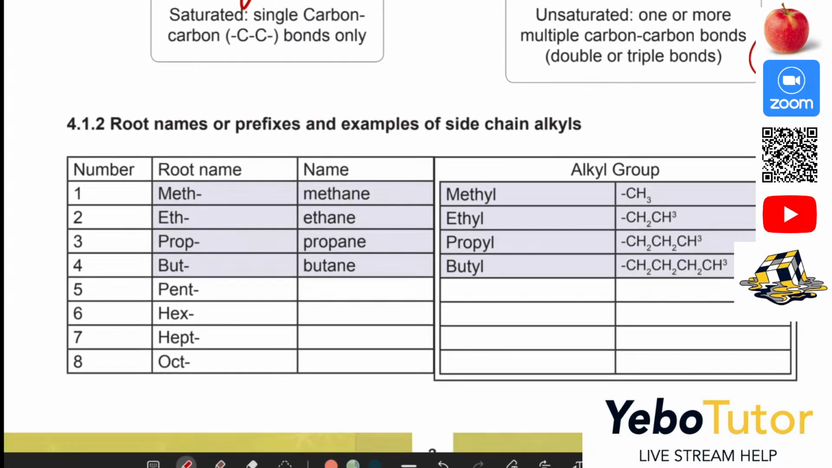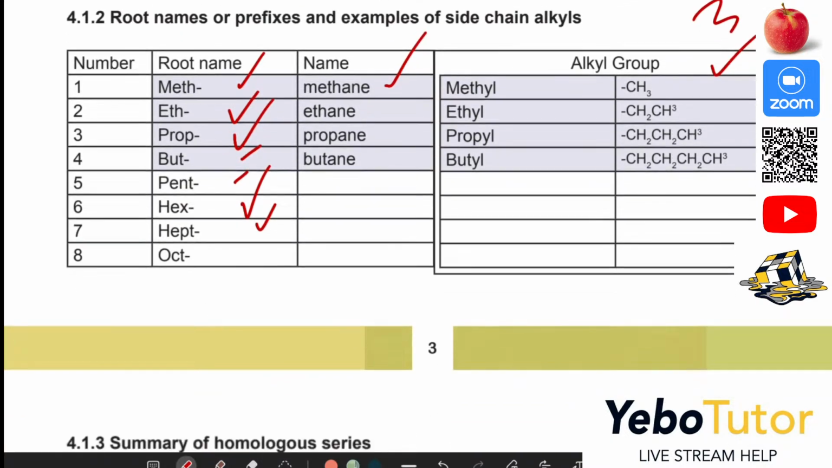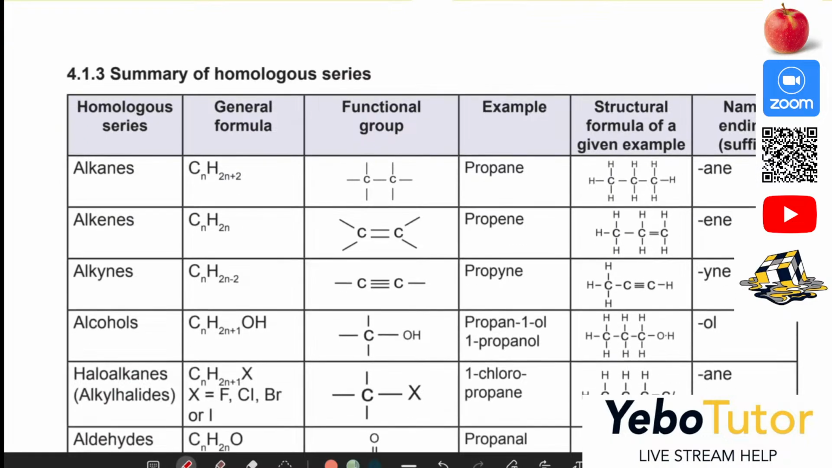So now we are looking at our root names: meth when it's only one carbon atom, then eth for 2, prop for 3, but for 4, pent for 5, hex for 6, hept for 7. That's how we need to understand them. So we have methane, ethane, and so forth. We need to understand this and these molecular formulas. So I did you a favor and combined them so that you can see the summary of the homologous series.